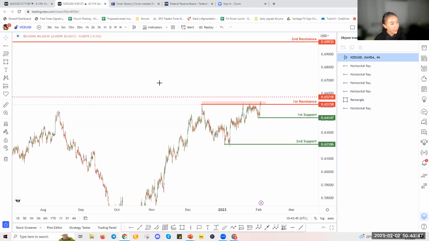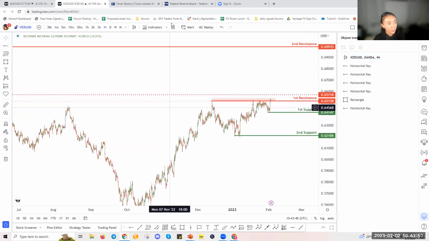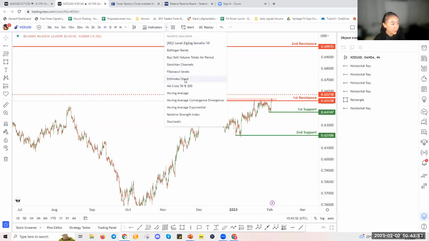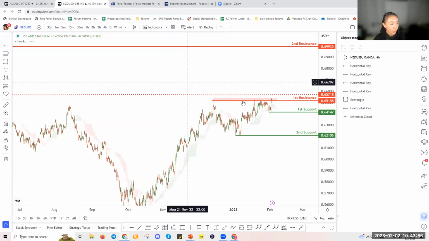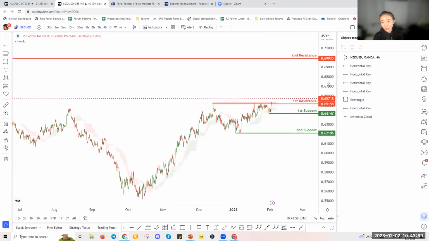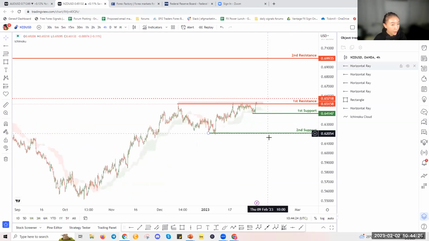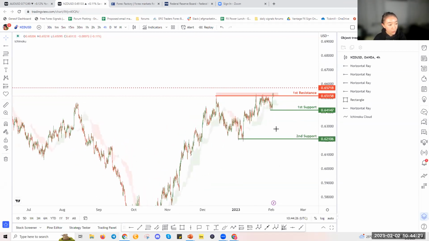So besides that, most of the time I would like to use an indicator, which is the Ichimoku cloud, to give me a more overall idea whether the price is going up or down. If the current price is above the Ichimoku cloud, it seems like price is going to continue up. If the price now is below the Ichimoku cloud, the price seems to continue the bearish movement, which is going to go down some more. But pay attention to the Ichimoku cloud, okay?